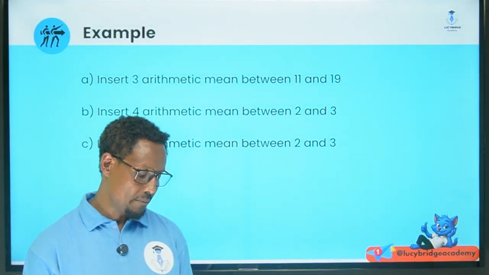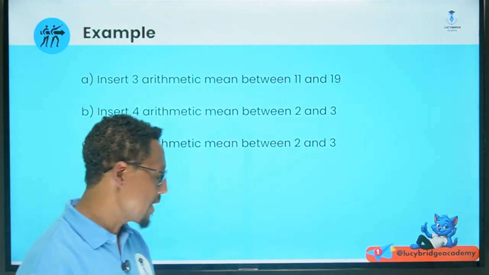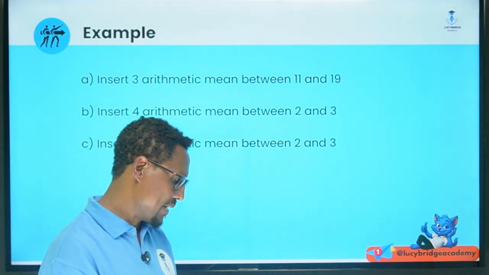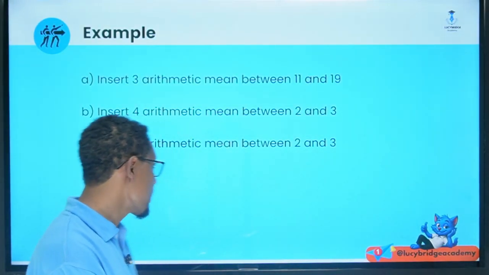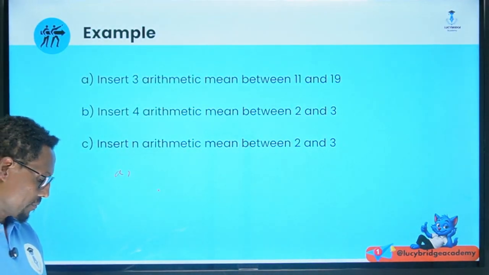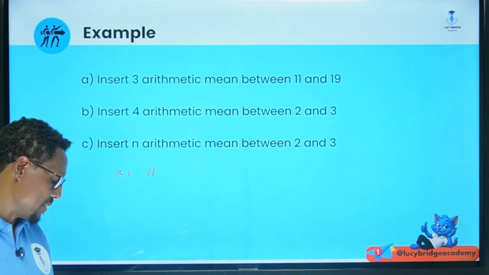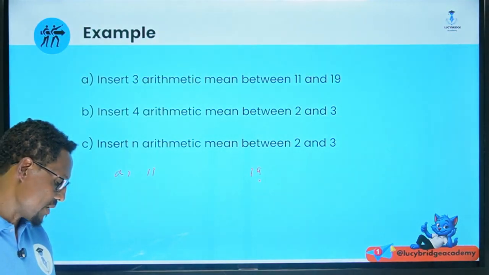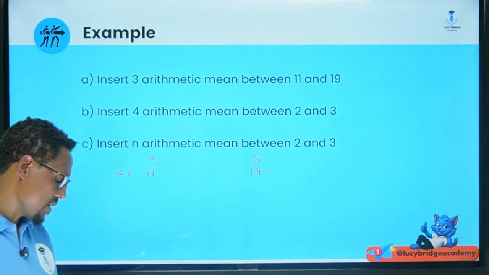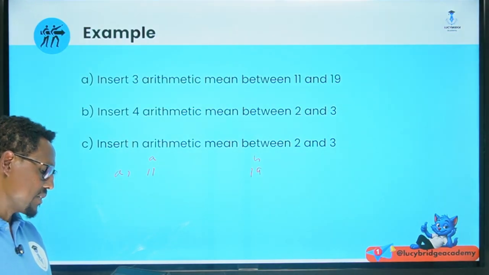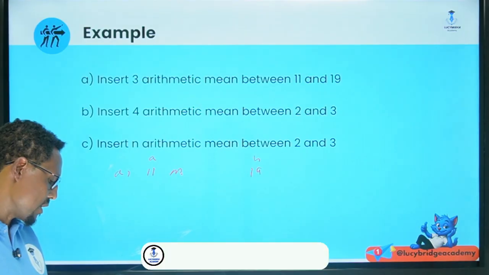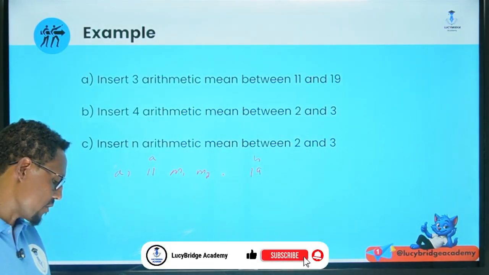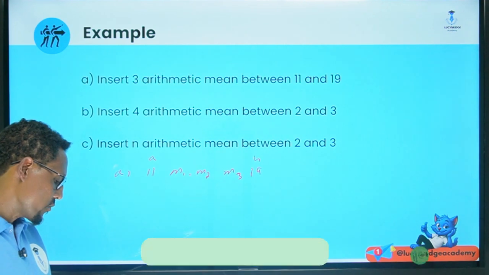Insert 3 arithmetic means between 11 and 90. Okay, between 11 and 90. 11 is the first term, that means A, and 90 is the last term, that means B. We are asked to insert 3 terms, that means M1, M2 and M3.